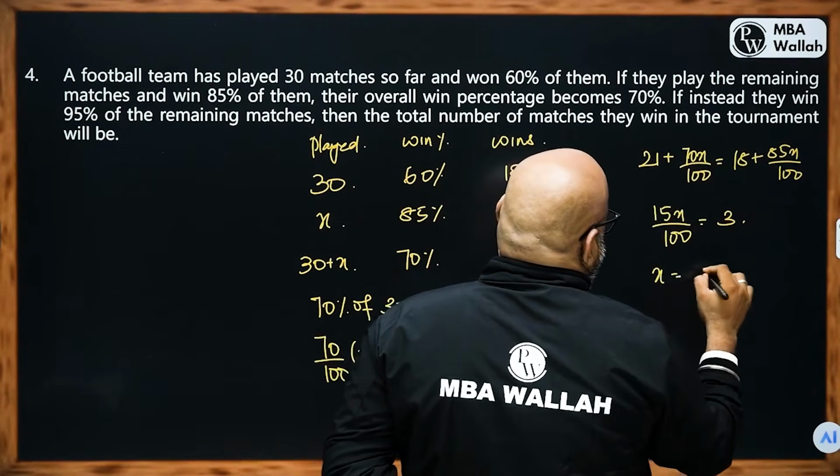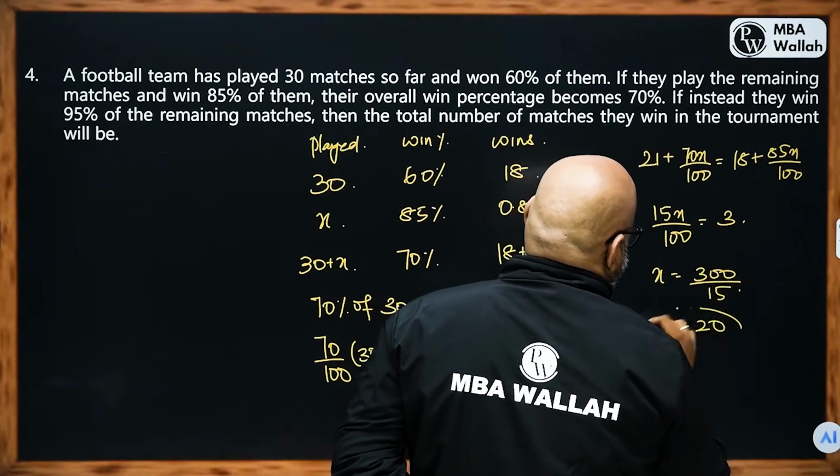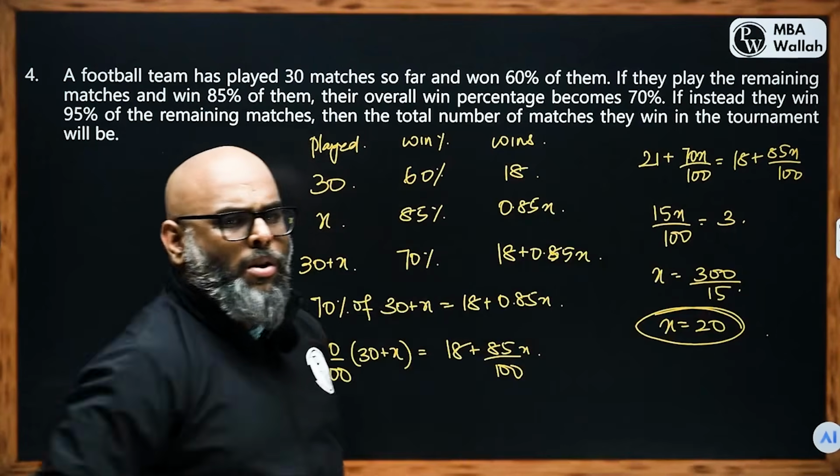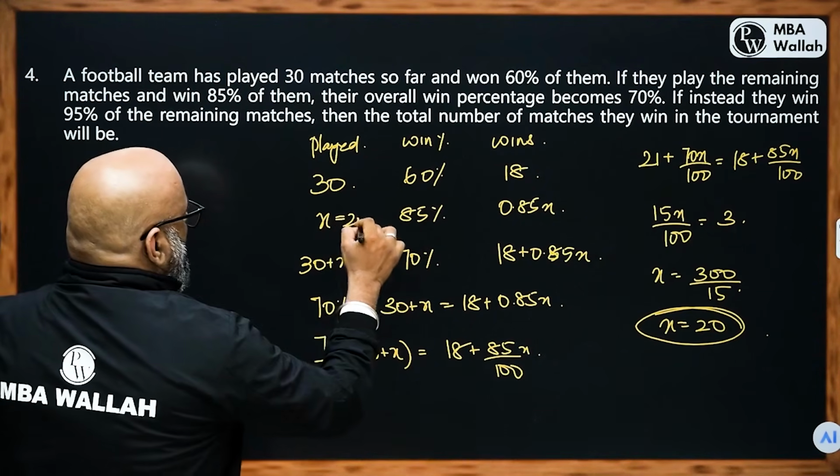So x is equal to 300 by 15. X is equal to 20 matches. So they have played 20 more matches. So x is equal to 20.